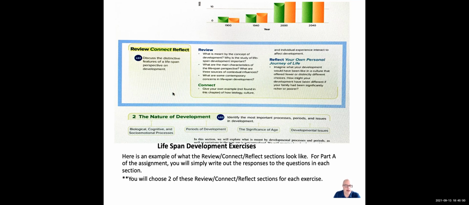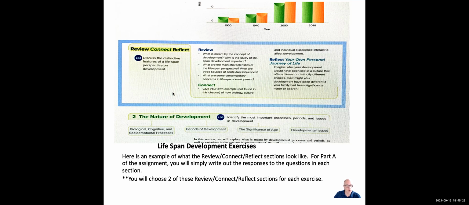In the past, I've had students that really wanted to focus on a specific developmental lifespan, like adolescence or childhood or adulthood. And sometimes they skip to those chapters and do these review, connect, reflect sections from those chapters. That's fine too. As long as you do 2 for each assignment.